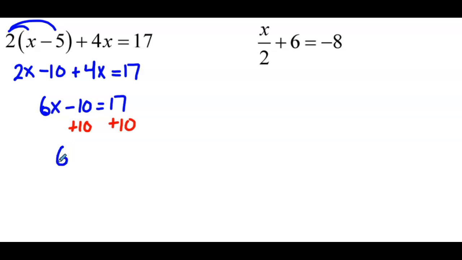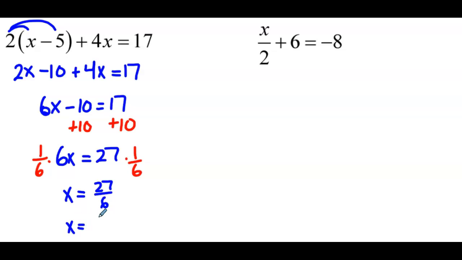So that's going to give us 6x equals 27. And then we'll multiply both sides of the equation by 1/6. And that's going to give us x equals 27/6, which can be reduced, since both have a common factor of 3, to 9/2. Or in our curly brackets, 9/2.